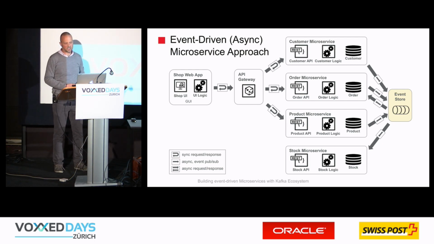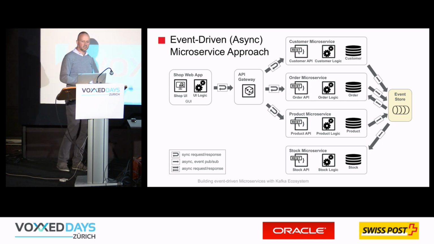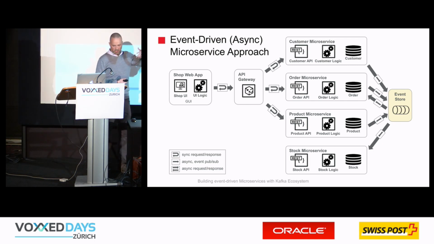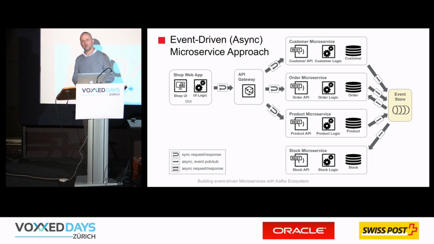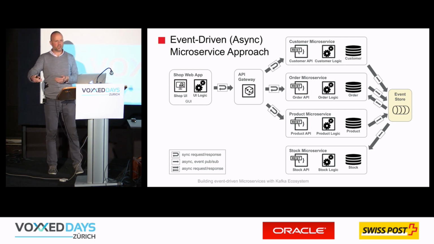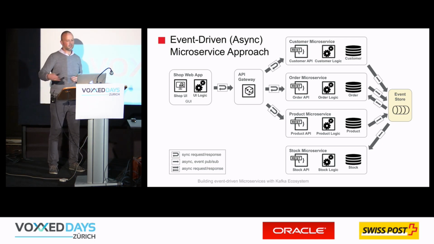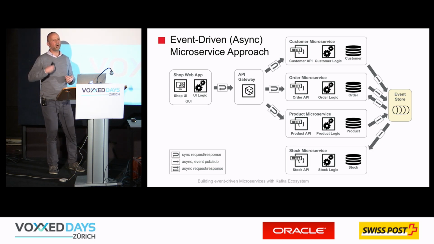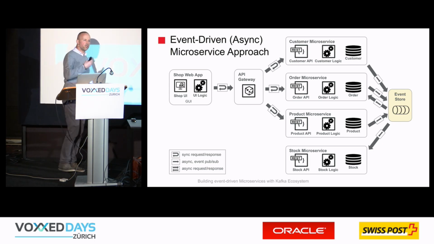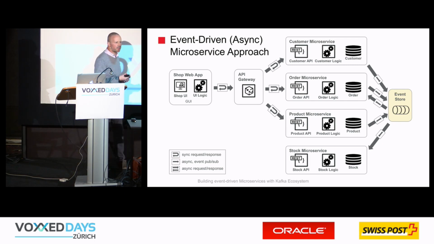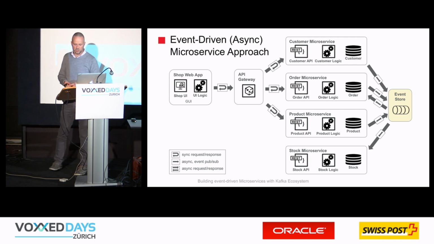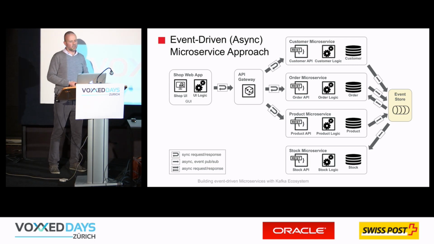We're now publishing events. So now the order microservice doesn't have to ask the customer microservice anymore for the current picture of the customer. The customer microservice will always publish a new event when a new customer is added or when a customer changes. And everybody who is interested in changes of customers can consume that information.